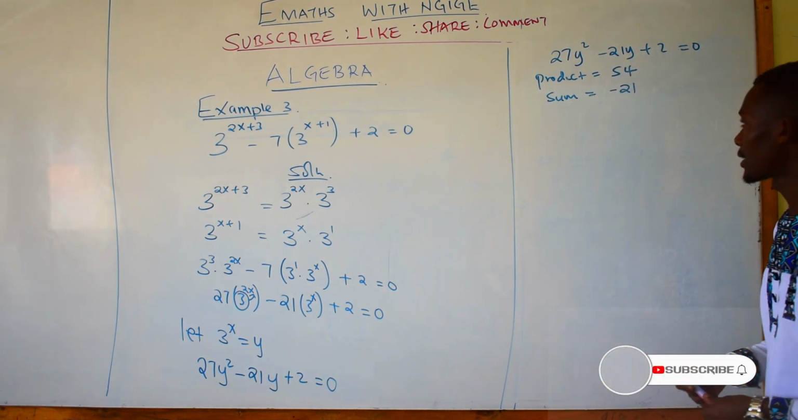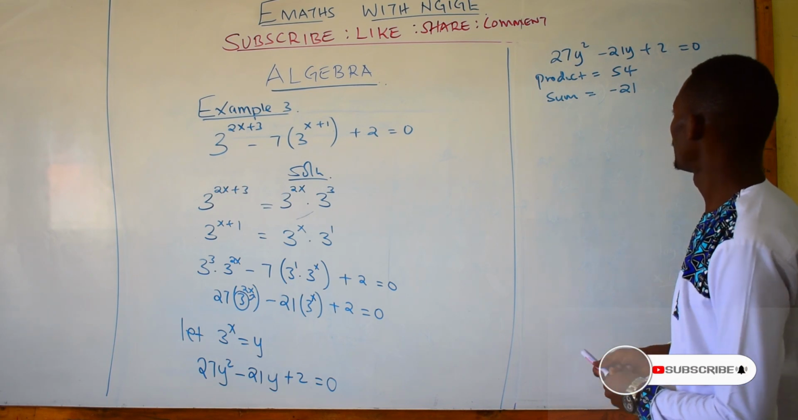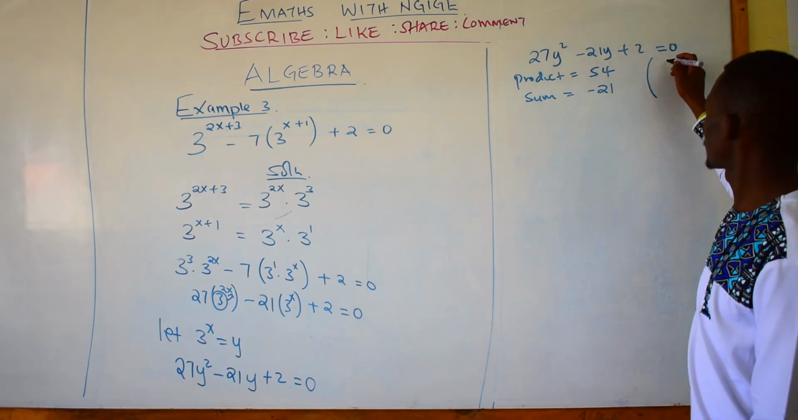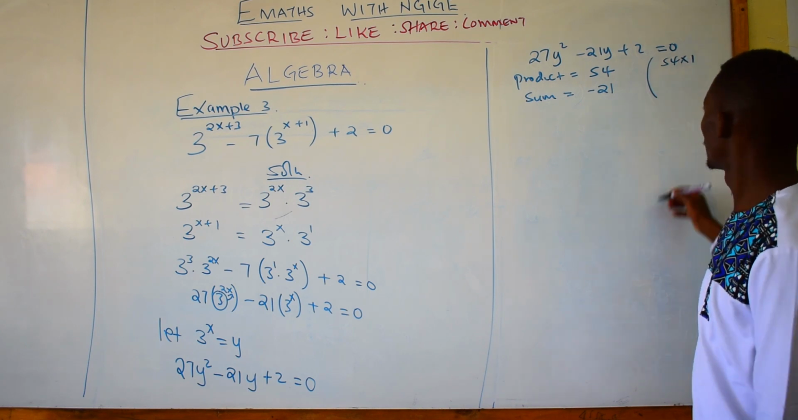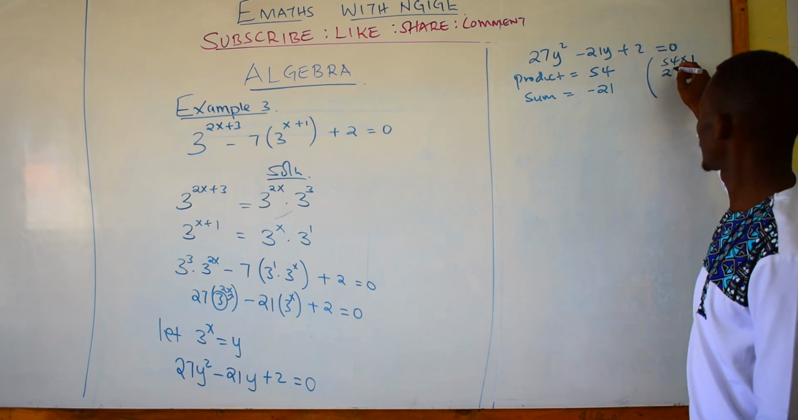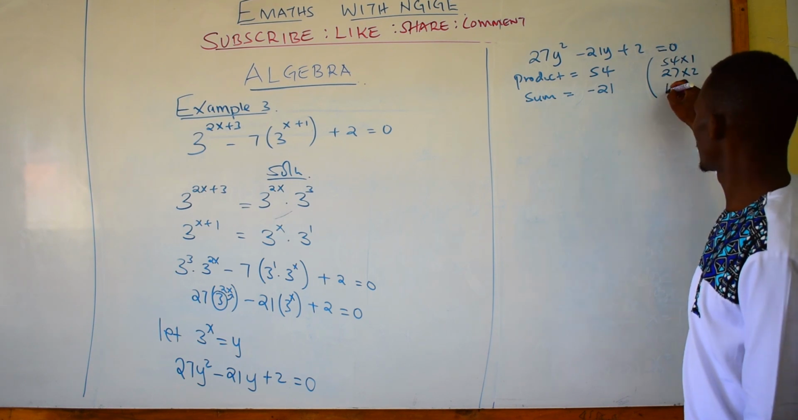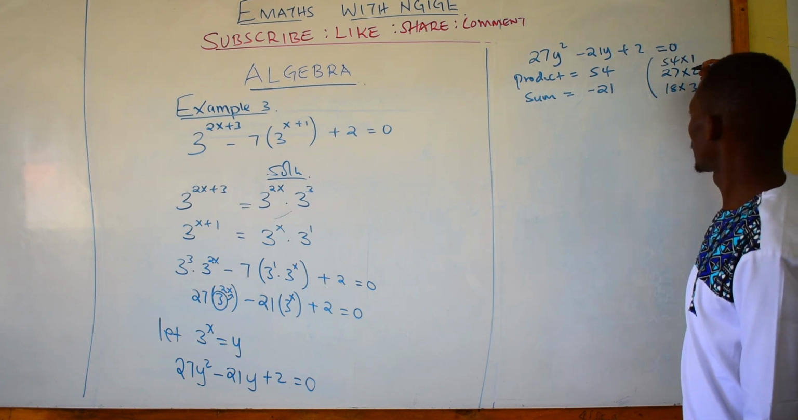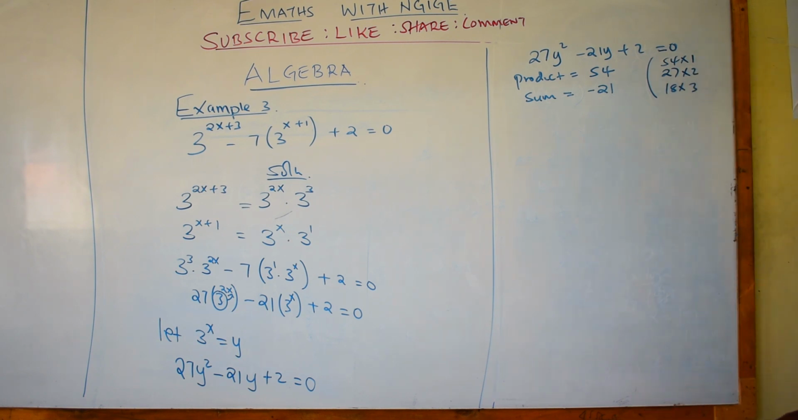So using 54, we get terms that when you multiply them give 54. We start with 54 times 1. We also have 27 times 2. We can also have 18 times 3. So you can check those ones. Now, let's check if we have any luck getting two terms. 54 times 1 is 54, but 54 plus 1 is not negative 21. 27 times 2 is 54, but when you add them, regardless of whether they are positive or negative, it cannot give you negative 21.